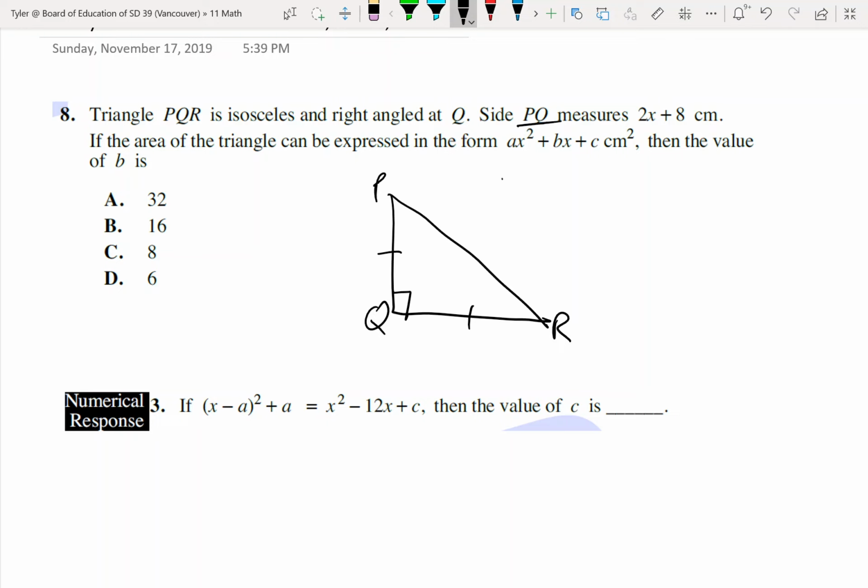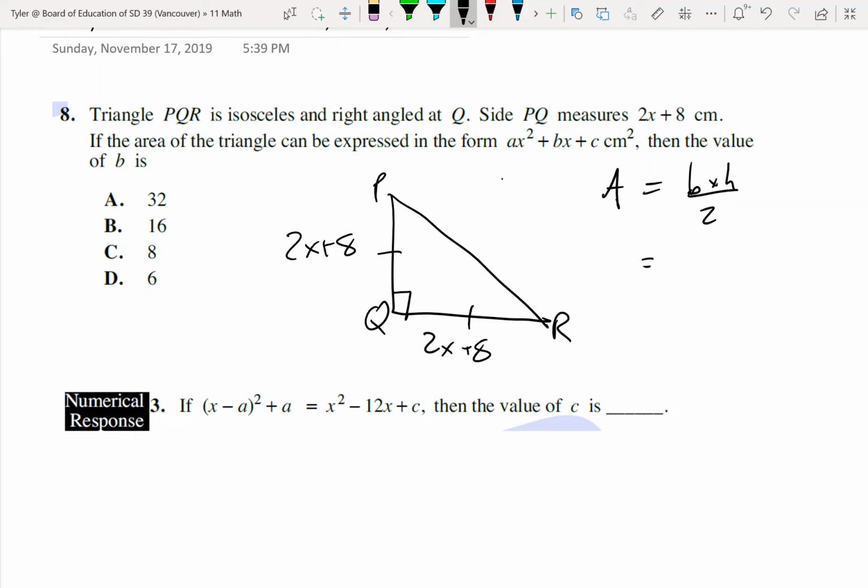Now it says side PQ, which is this one, measures 2x plus 8. Since it's isosceles, this one's also 2x plus 8. The hypotenuse is some other amount. Now, we need to figure out what formula we're going to use. It next says the area is expressed this way. So I'm going to use the area formula, not Pythagorean, because I don't actually care about this length. The area of a triangle is base times height divided by 2.